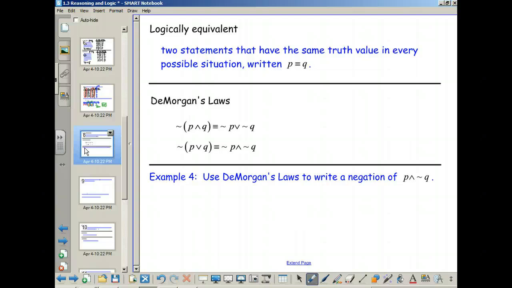De Morgan's laws are a way to negate compound statements. So take a look. If you have a P and Q statement that you want to negate, put the negation sign between them. It is logically equivalent to use that negation in front of P and that negation in front of Q separately. And then what happens to this and statement? It becomes an or statement.